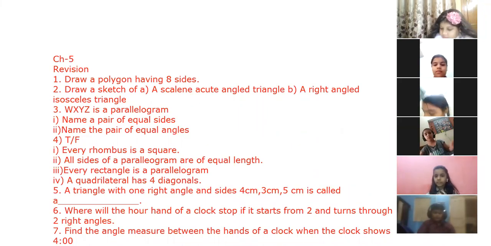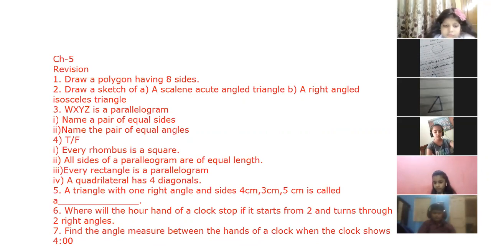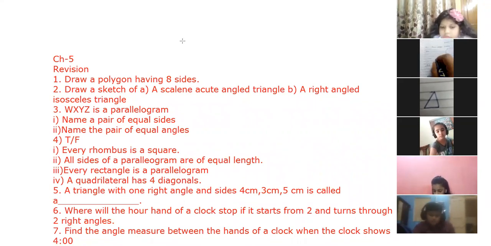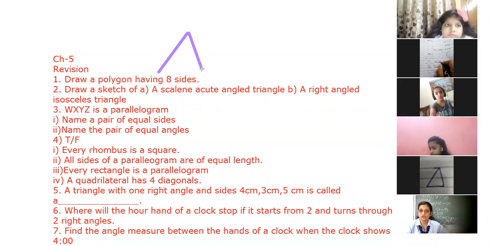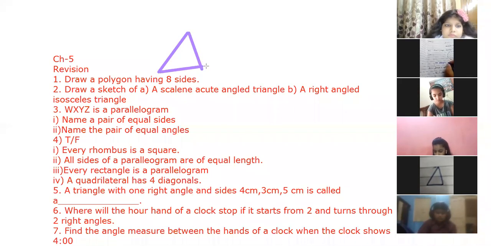Ritul, you have drawn the answer acute angle triangle, but it is not a scalene triangle. All the sides should be different. As you can see here, if I am drawing an acute angle triangle, it should have all the sides different. See, these all sides are totally different from each other. One should be 4 centimeter, one should be 5 centimeter, one should be 3 centimeter, and it should be an acute angle triangle. So draw it in this way.